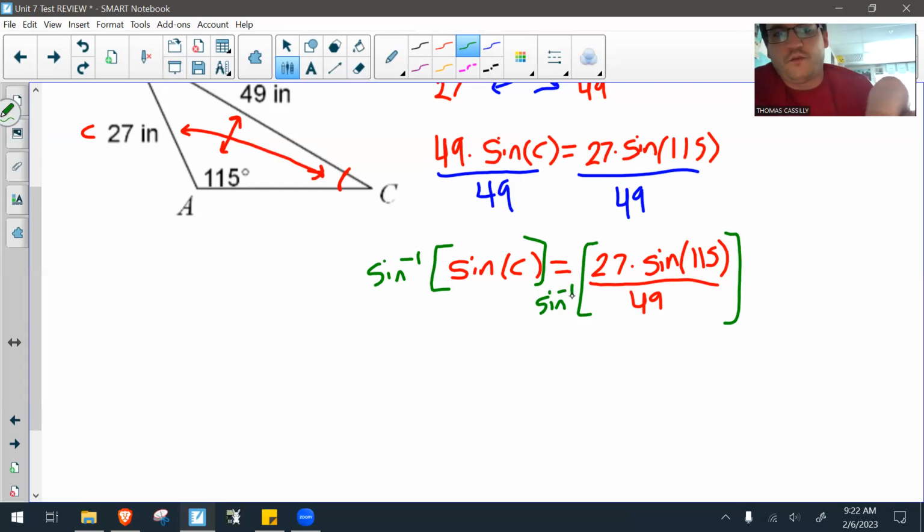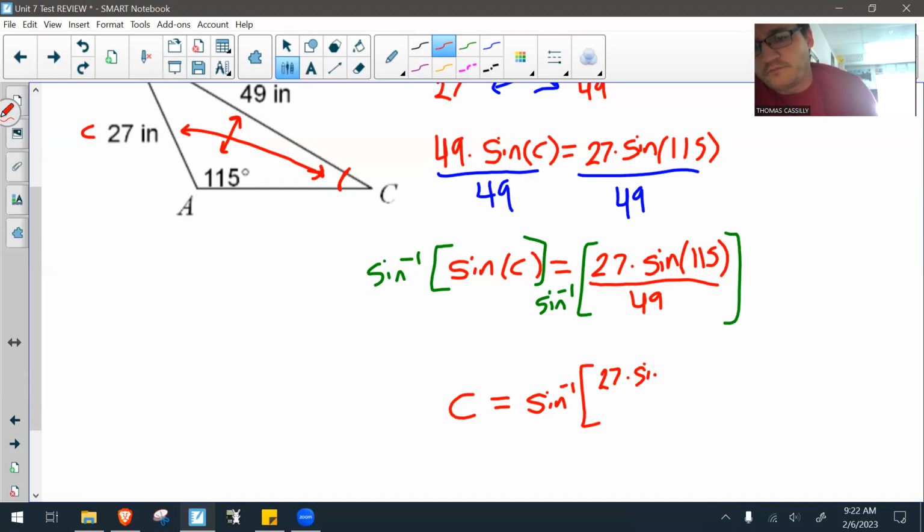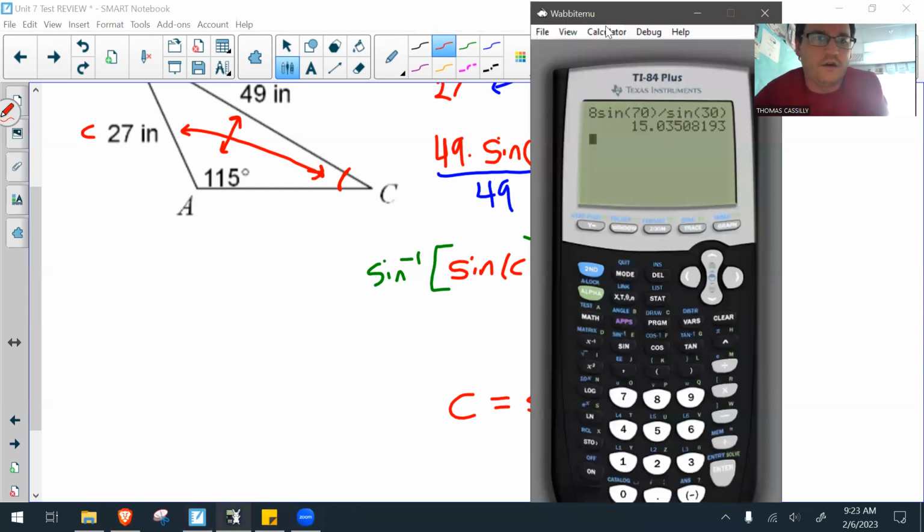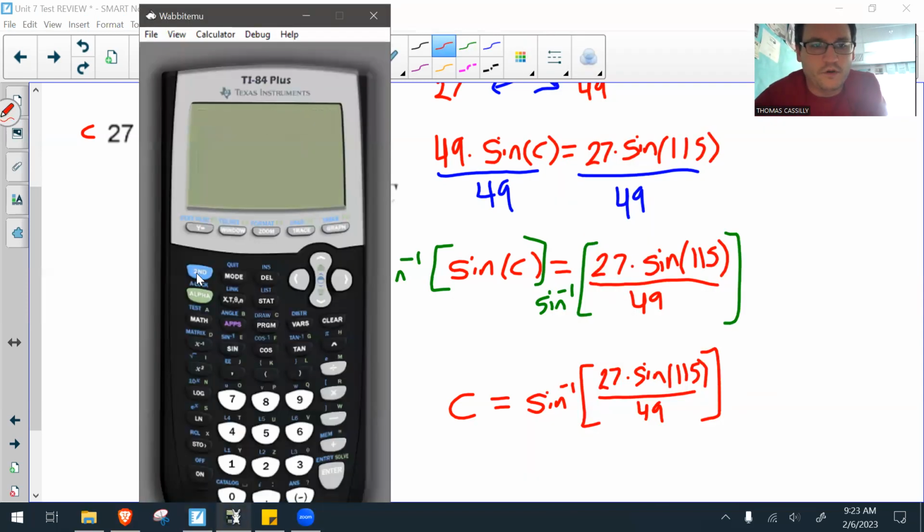So what we're left with is angle C equals the inverse sine of this entire thing, 27 times the regular sine of 115, all divided by 49. All right, and then from here, we have to use our calculator. Nobody knows what this is without a calculator. So what we're going to do is we're going to first inverse sine, and then on the top we have 27 times the regular sine of 115.